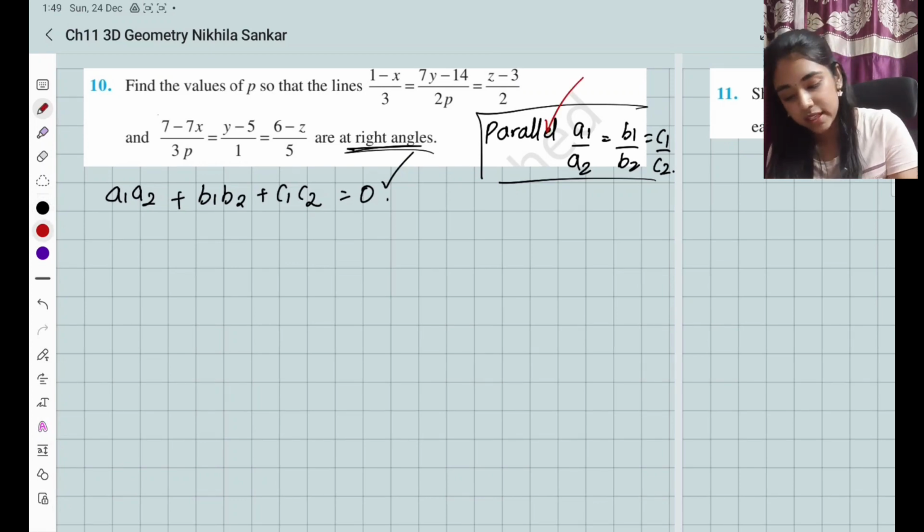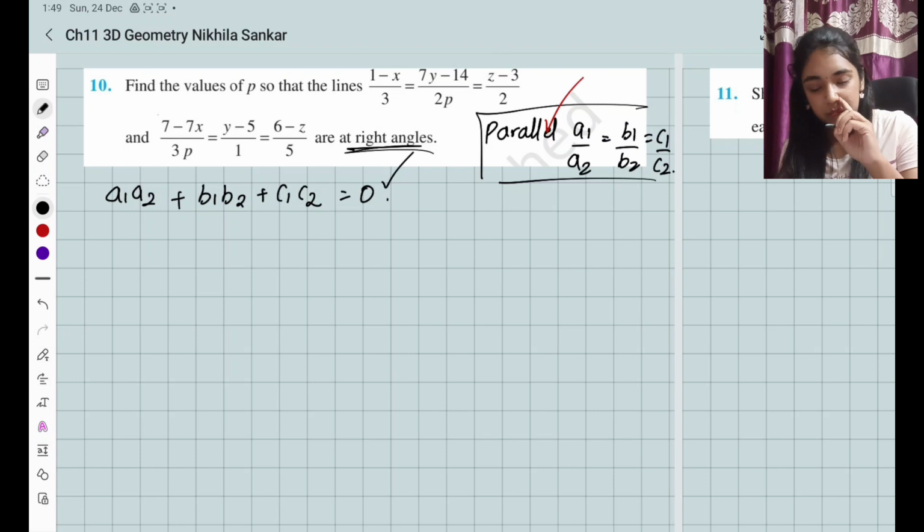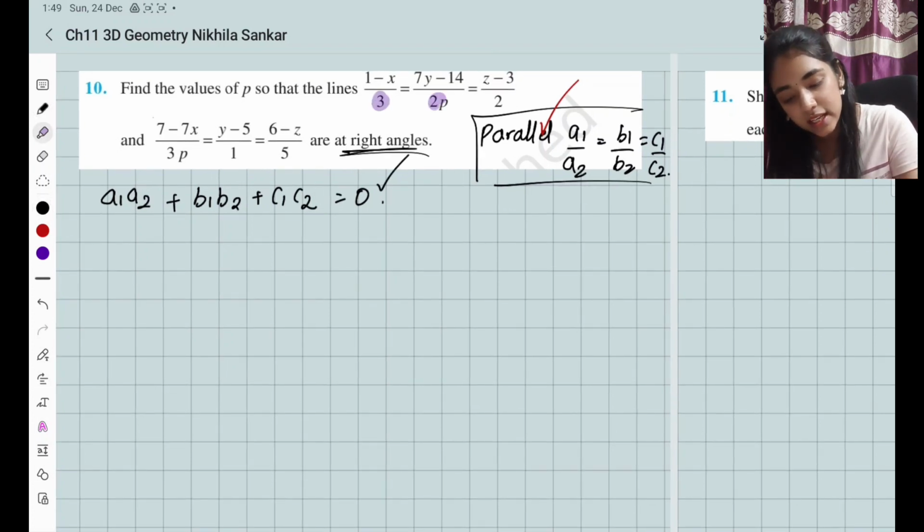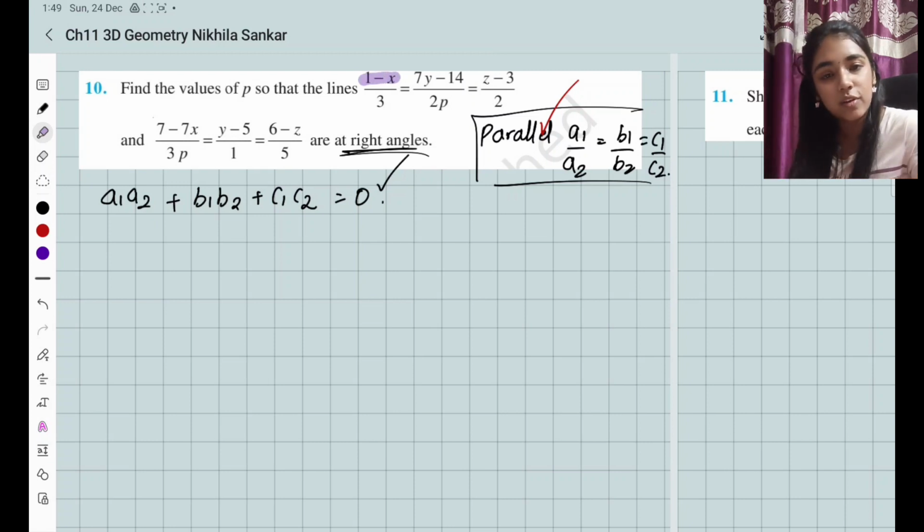Okay, don't apply this. Now we have to find A1 A2 B1 B2 C1 C2. Please pay attention. Because they are in the denominator, you should not write all of these as direction ratios. Why? They are not in the standard form. Do you see? Here, instead of x minus 1, it is of the form 1 minus x.